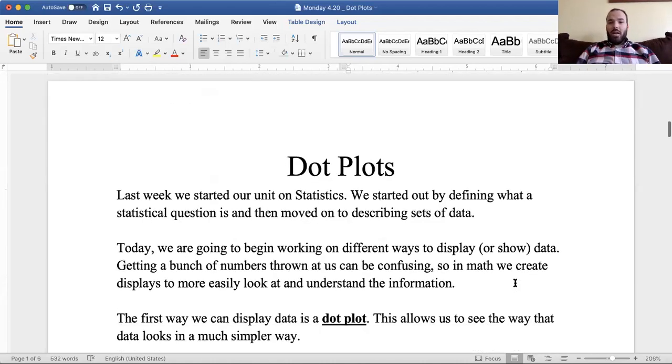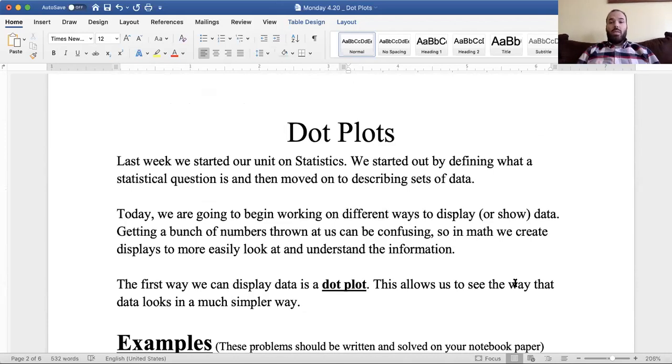Okay, today we're going to start on looking at different ways that we display data. So last week we just started talking about what data is, how we can collect data using statistical questions. Today we're actually going to talk about, once we have that data, how do we show it? Today we're going to begin working on different ways to show the data. Getting a bunch of numbers thrown at us can be really confusing. So in math, we create displays to more easily look at and understand the information.